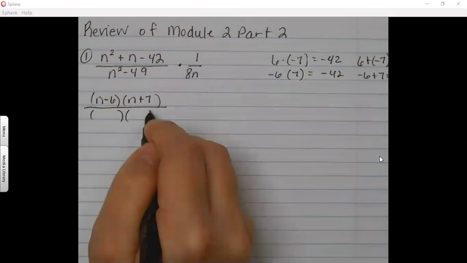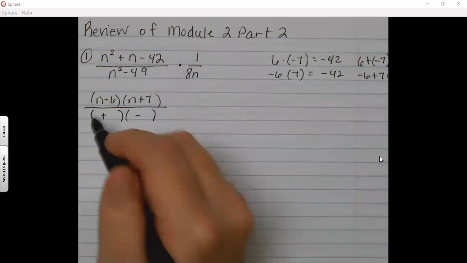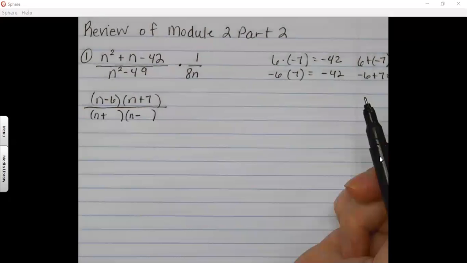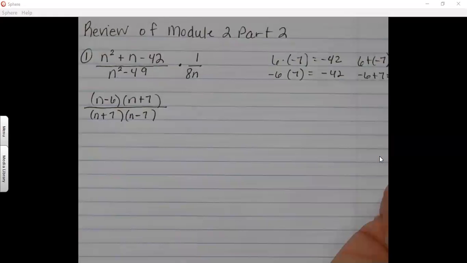The first term in each set is the square root of the first term. What's the square root of n squared? n. The second term in each set is the square root of the second term, the absolute value of the second term. What's the square root of 49? 7. And otherwise, we'd be looking for 2 numbers that multiply together to give me negative 49, add together to give me 0, negative 7 and positive 7 work, right? And then that's being multiplied by 8n on the other side. And since that's a monomial, I'm going to put that in the beginning.